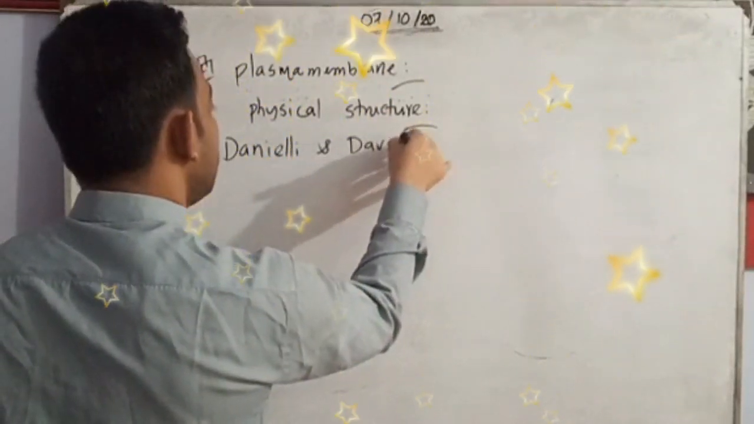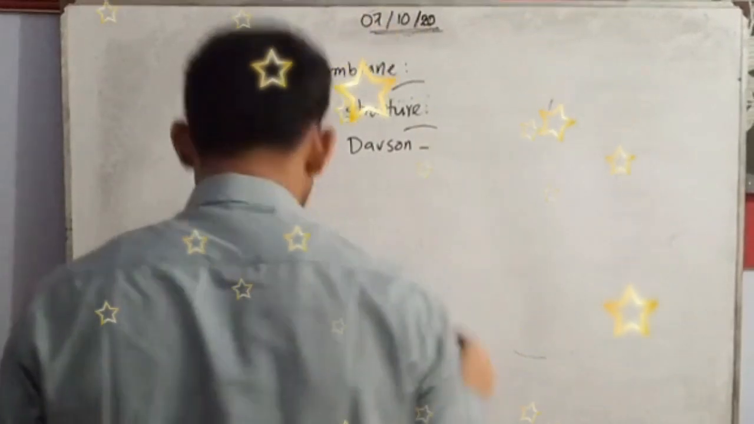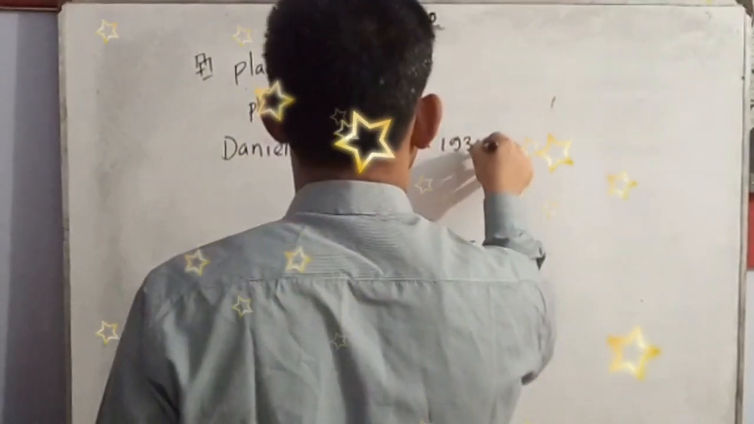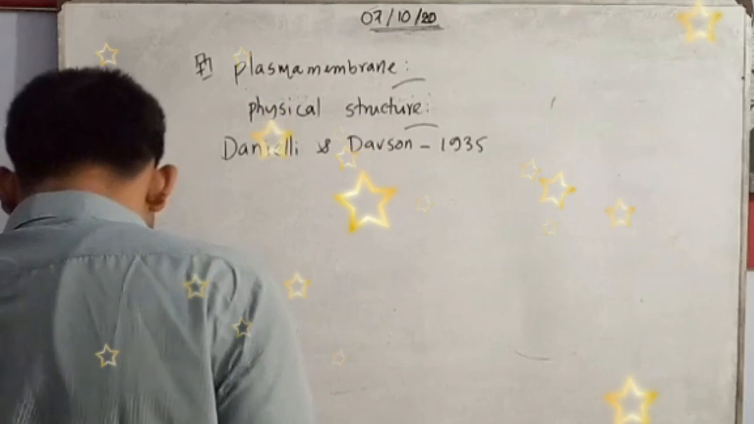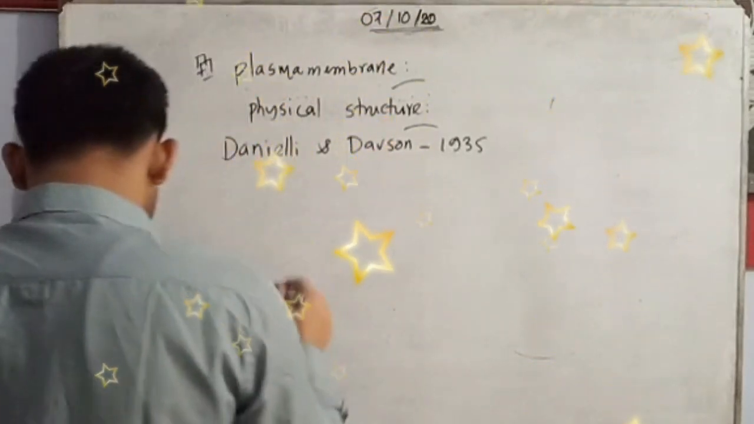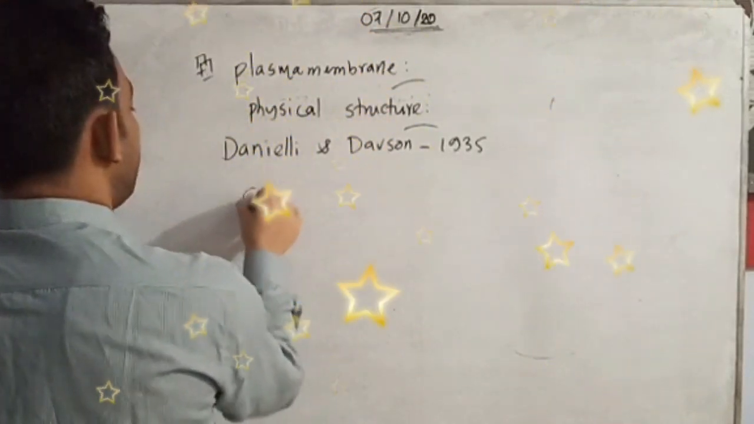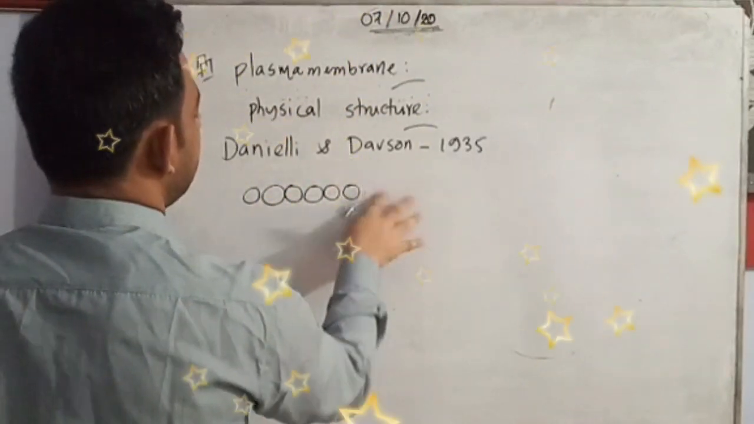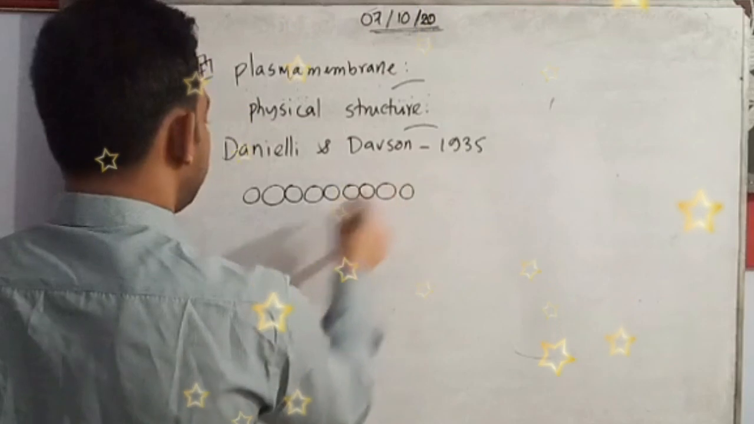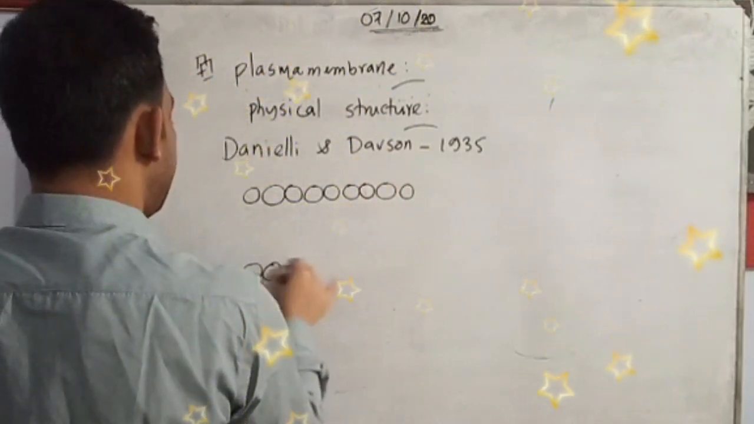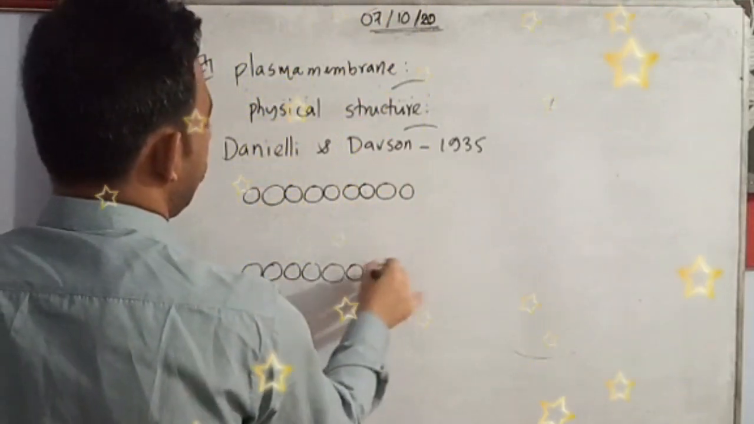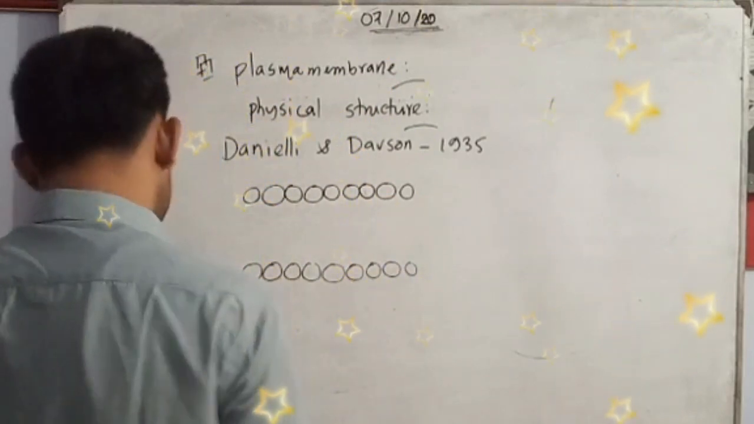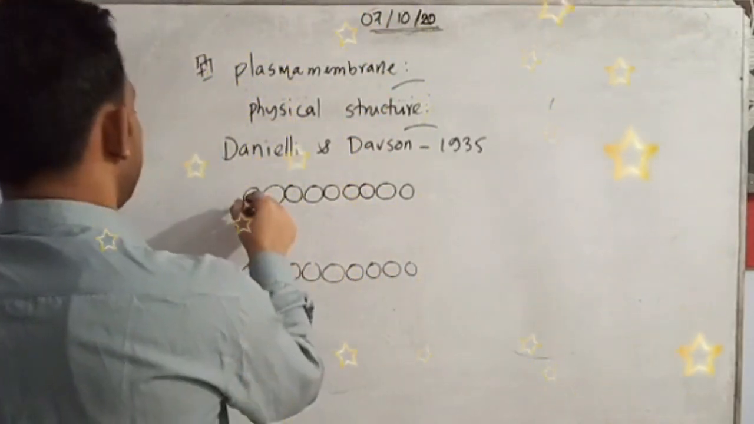Danielli and Davson in 1935 gave a model. Here we will try to draw. Suppose we will draw like that, please follow me here for understanding. Danielli and Davson, we will try to draw this one.